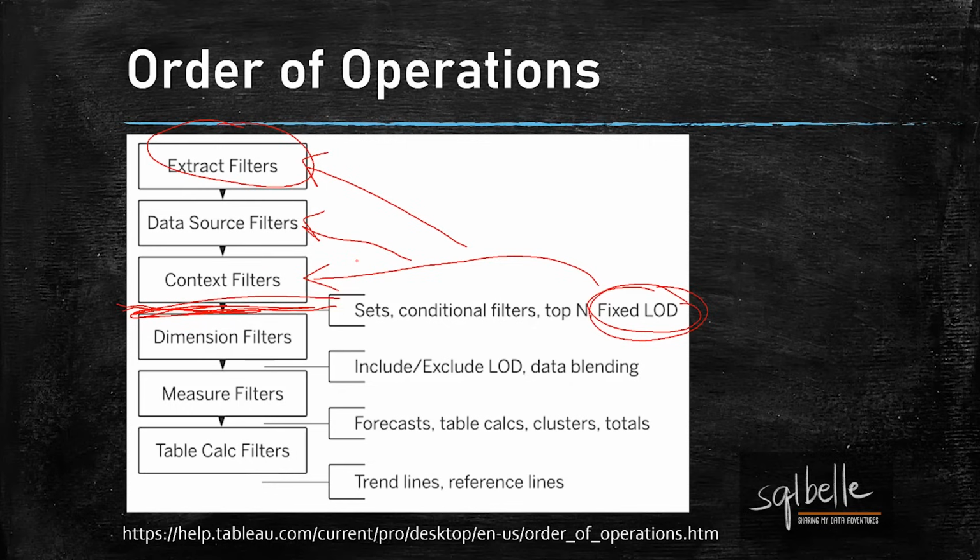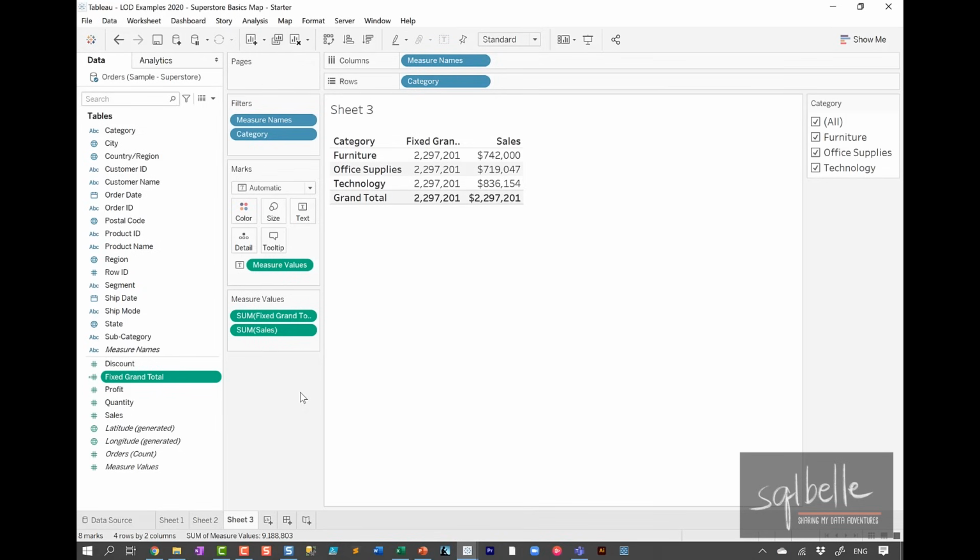It's also important to note that the other two types of level of detail expressions, include and exclude, sit below the dimension filters. So this tells us that include and exclude are going to be affected by the dimension filters. This is one big difference between fixed LOD and the include and exclude LODs. So let's quickly jump back to Tableau. Remember, our fixed level of detail expression is not going to be affected by dimension filters, and we can see here that the value does not change.